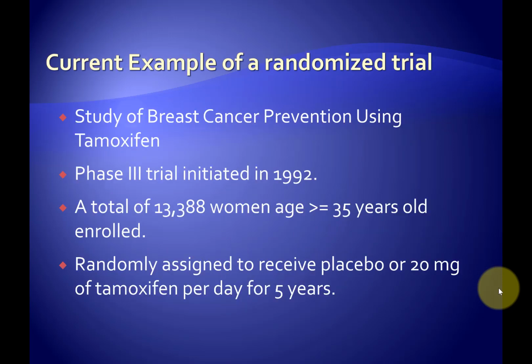Tamoxifen is a medication used for the treatment of breast cancer. It was observed that women treated with tamoxifen had a lower incidence of cancer in the other breast. Thus, a phase 3 controlled trial was initiated in 1992 to test whether tamoxifen can be used as a prevention medication for breast cancer. A total of 13,388 women above the age of 35 were enrolled in the study. Women were randomly assigned to take tamoxifen or placebo.